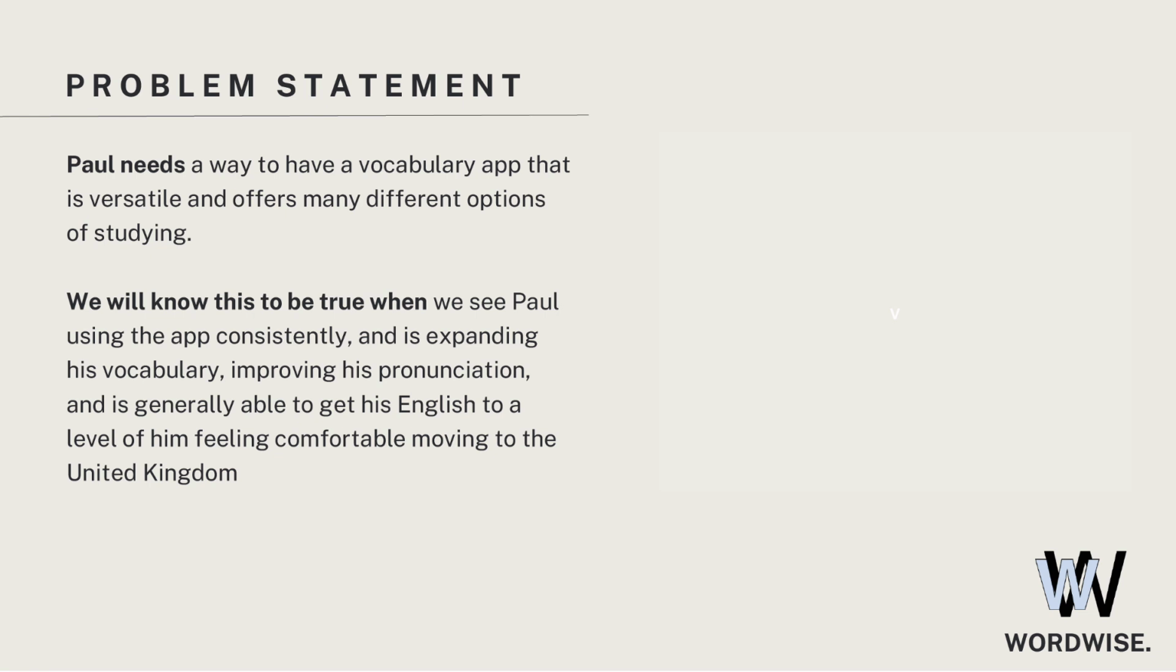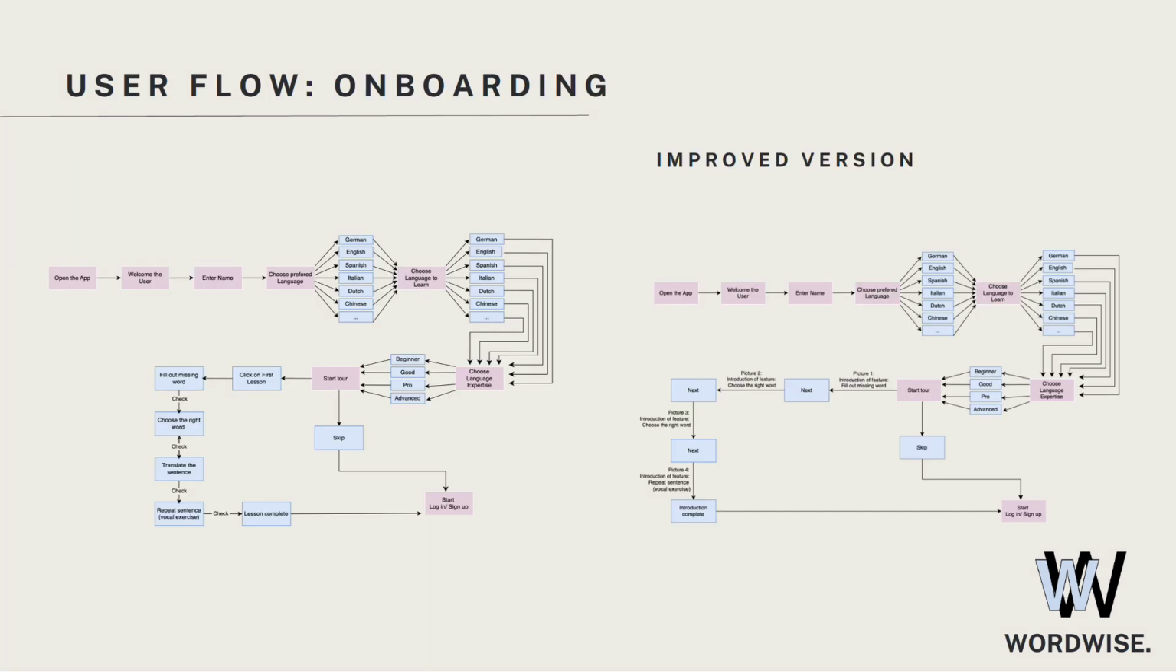Now we have come to the main problem, which is that Paul needs a way to have a vocabulary app that is versatile and offers many options of study. How will we know that this is true? We will know that it's true when Paul is using the app consistently and is also expanding his vocabulary, improving his pronunciation, and is generally able to get his English to a certain level of him feeling comfortable to move to the United Kingdom.